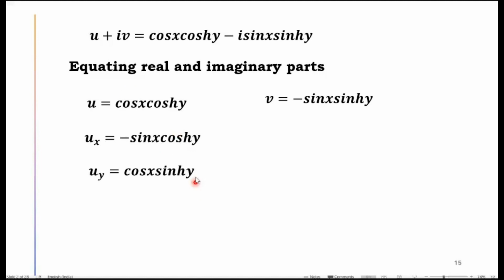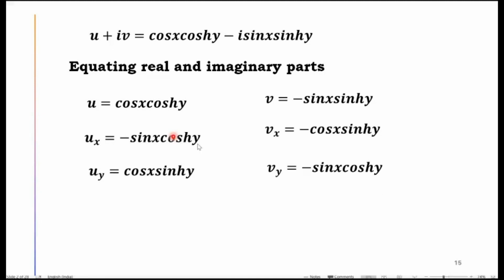There is no minus sign when we differentiate cos hyperbolic function. Remember that. If you're not remembering, at least you can write the formula for cos hyperbolic and differentiate and see. Similarly, what will vx be? The derivative of sin x is cos x, so the minus sign remains as it is, and in vy the derivative of sin hy will be cos hy. So these are the partial derivatives: ux, uy, vx, vy.